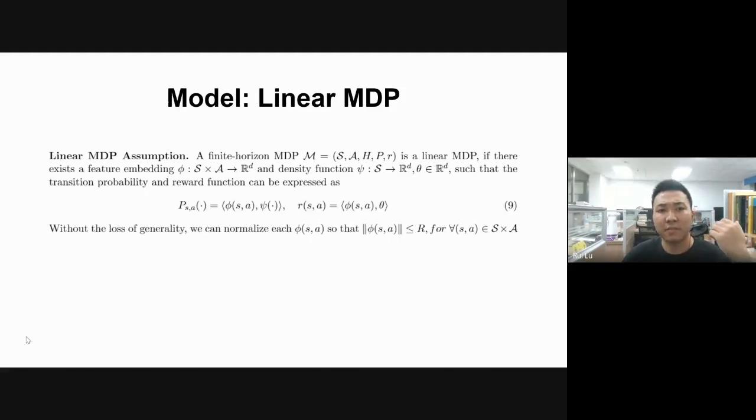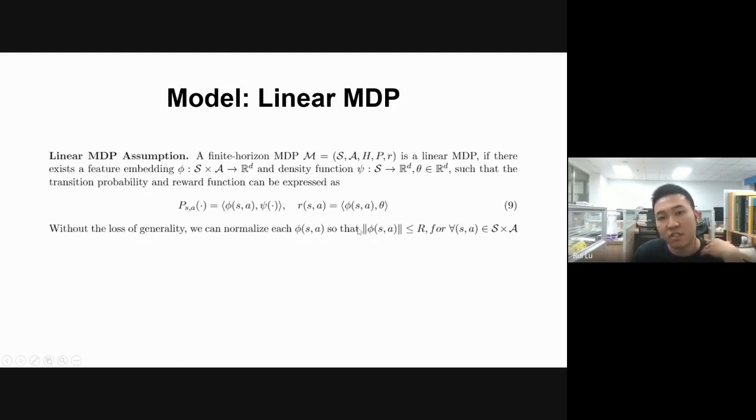So a linear MDP is an MDP that permits a special feature embedding function phi. This function phi takes a state and an action as input and outputs a d-dimensional vector. So what is special about this d-dimensional vector? It also assumes that there exists a constant vector theta. If you want to know the reward of a certain state and action, you just take the dot product between this phi SA, this representation, and theta.